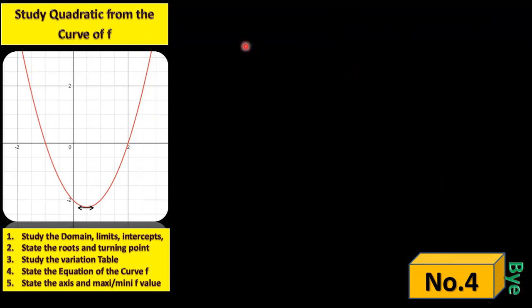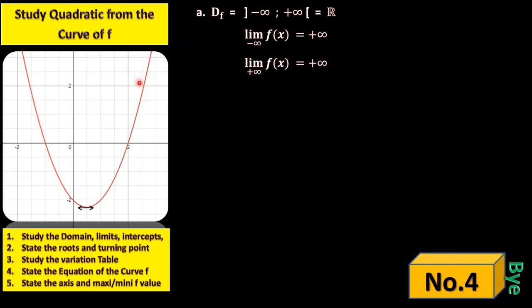So we start by stating the domain of definition. What's the domain of definition? This is a quadratic function. We already know the domain of definition: from negative infinity to positive infinity. The limits now, the bounds of this domain of definition. You can see that the curve is moving to positive infinity on both sides. So the limit as x tends to negative infinity is positive infinity, moving up. And as x tends to positive infinity, we still have positive infinity, still upwards.